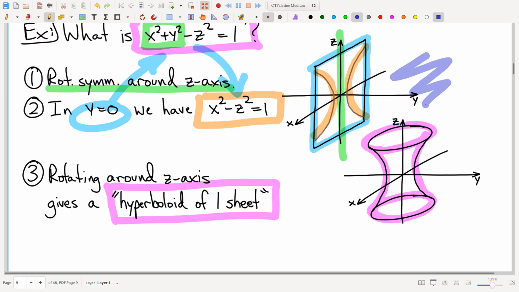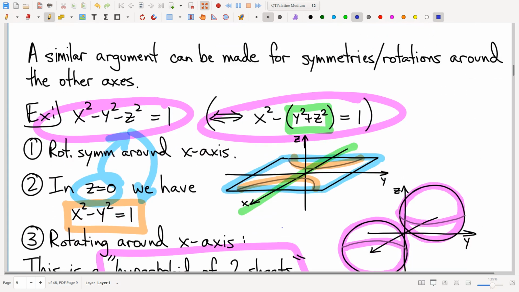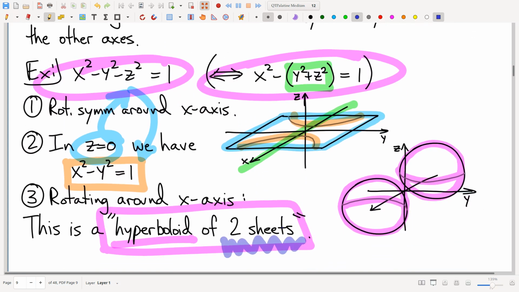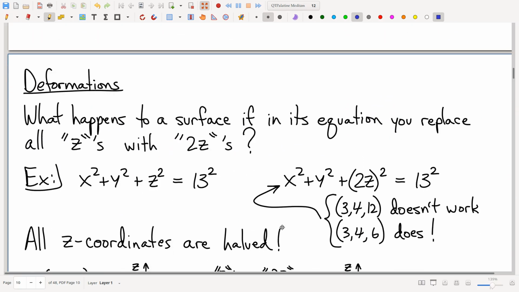Okay, we'll use the backup stylus. So one sheet, because this surface comes in one chunk. Pretty believable, right? Okay, a million other examples, some of which are homework exercises. This is the argument, and it applies in a lot of circumstances. Okay, next tool.